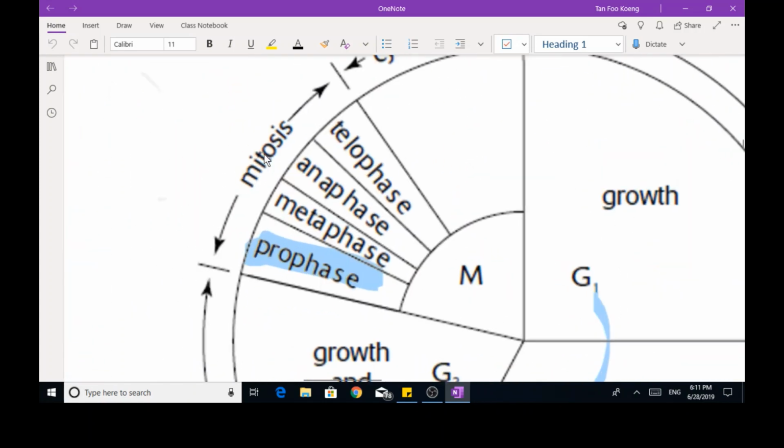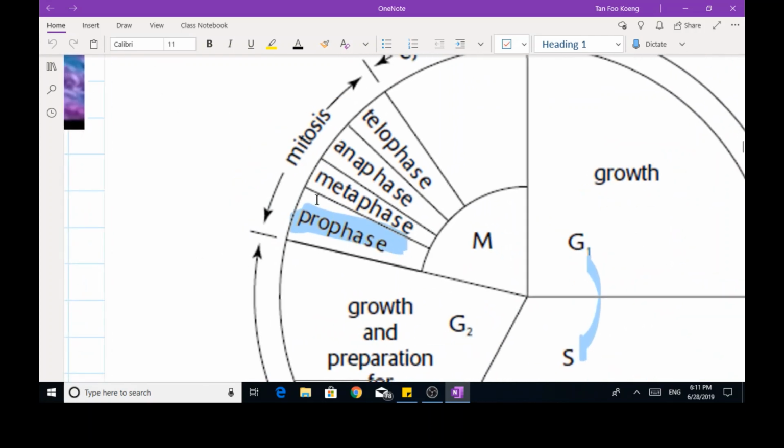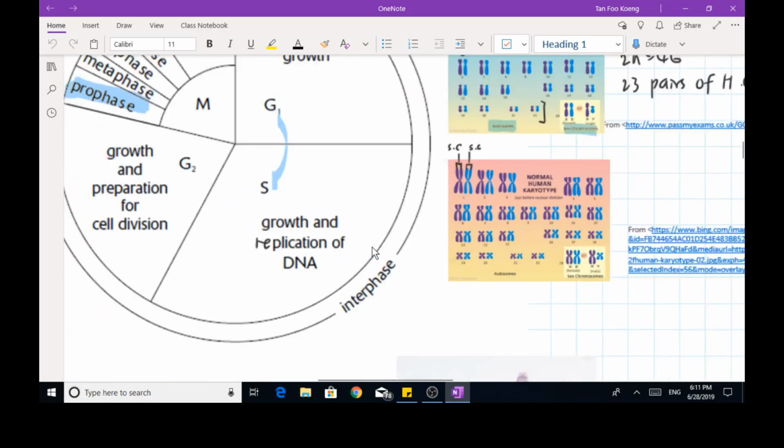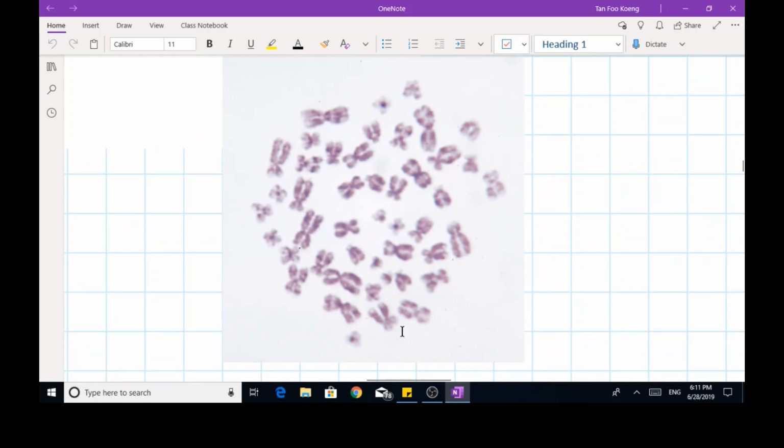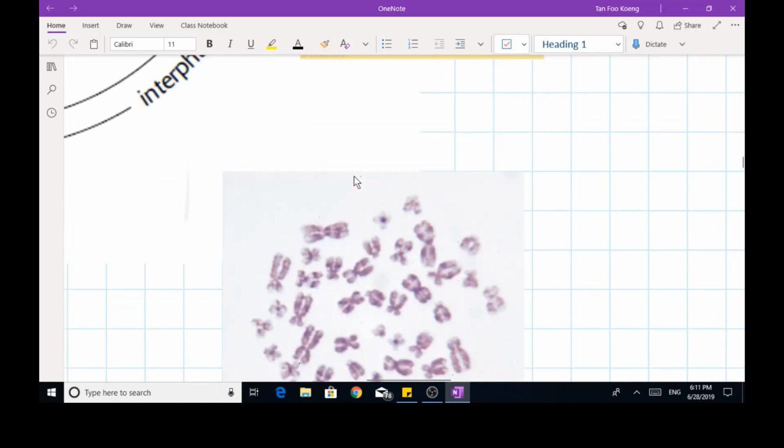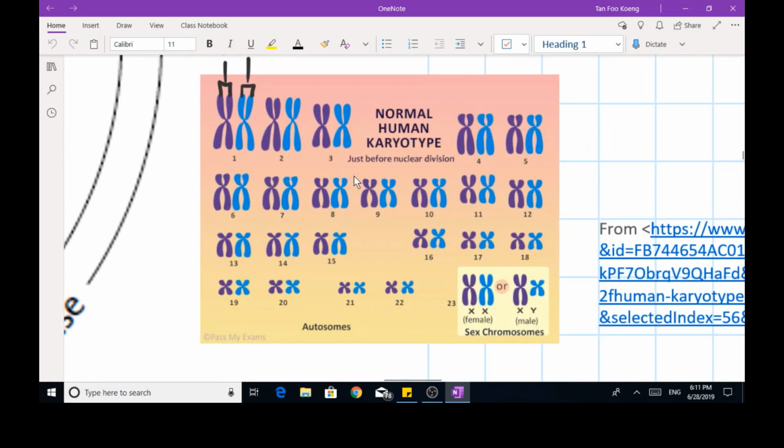Now the cell will go into prophase 1. During this prophase 1, we will be able to see the condensed form of chromosomes. They condense, so they are visible under a light microscope. This is what it looks like under a light microscope during prophase. Of course, by using a computer and some software, we are able to arrange them to form a karyotype. How do we arrange them? We try to pair chromosomes that have similar length.